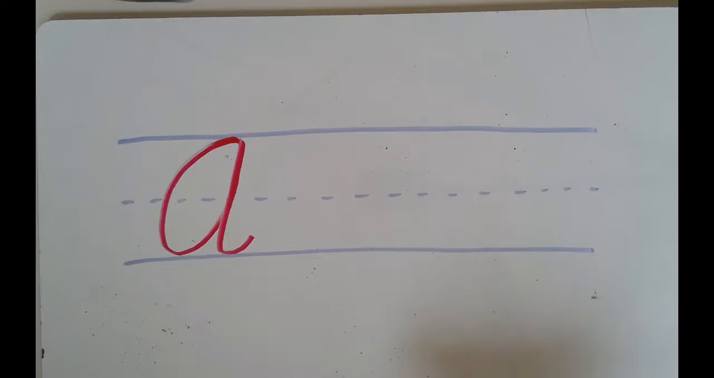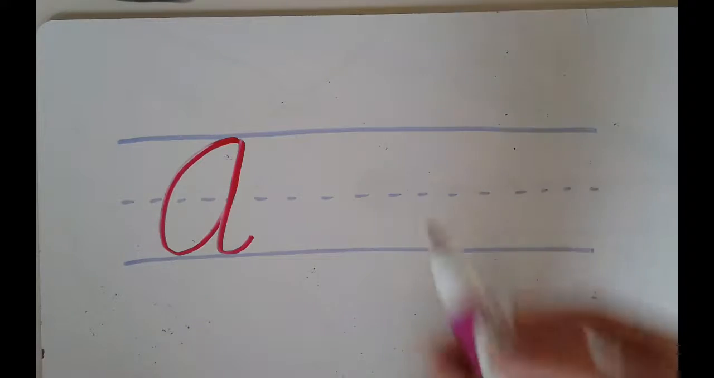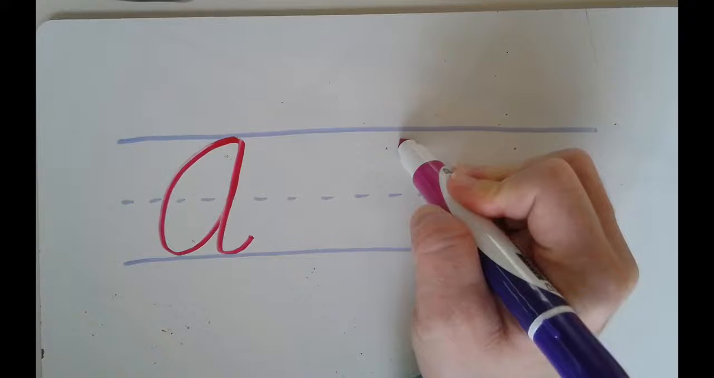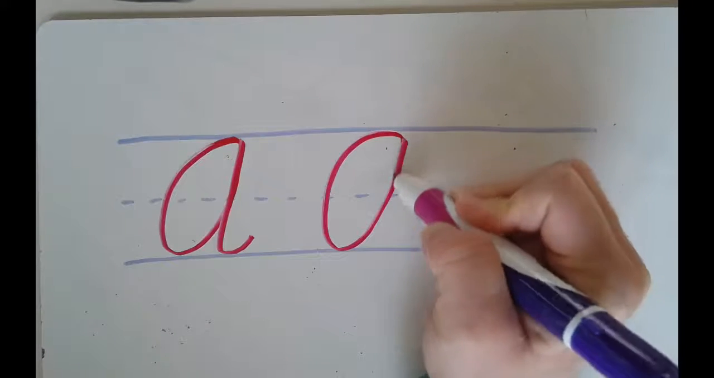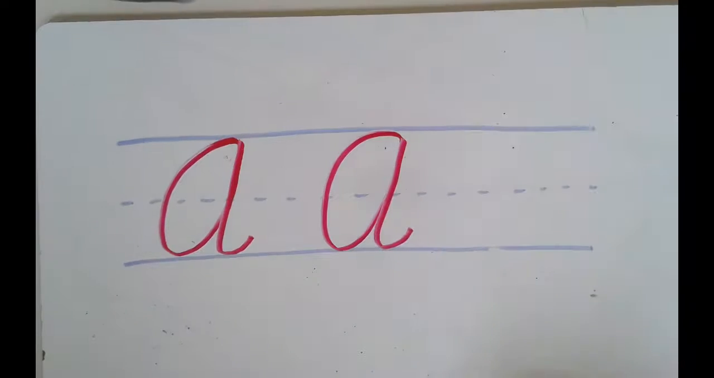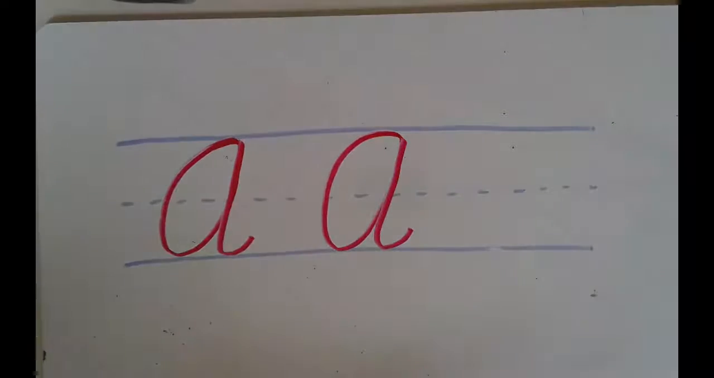Pretty simple. Okay, I'm going to do one more. Since you already know how to form it, it's just that it's taller than the lowercase a. Starting here at the top, down and around, back up, and make a hook. Pretty easy. Practice a few of those on your board so you feel comfortable with them. And then we will be moving on to O in a minute.